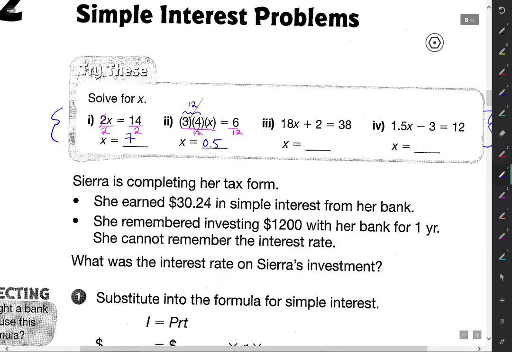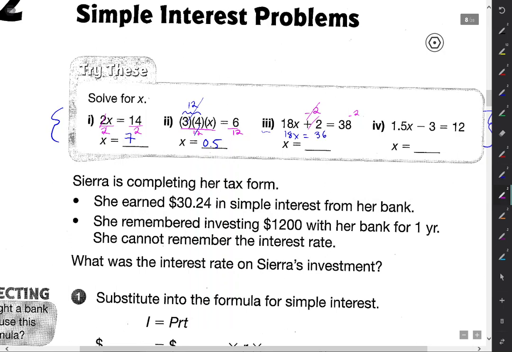In the next two examples, we have addition and subtraction on the same side of the x as well. So in this third example, we have 18x, or 18 times x, plus 2 is equal to 38. So the first thing we want to do is get rid of that plus 2, or cancel it out. So in order to do that, we would subtract 2. So that would cancel that out. And then we would have to do the same thing to this side of the equal sign. So we would be left with 18x is equal to 38 minus 2 is 36.